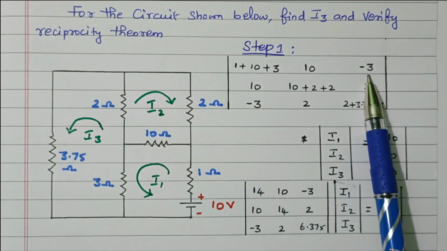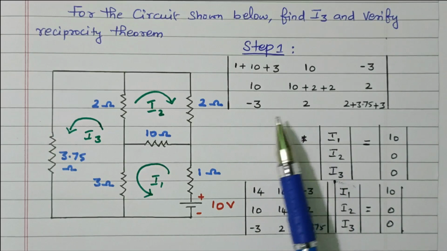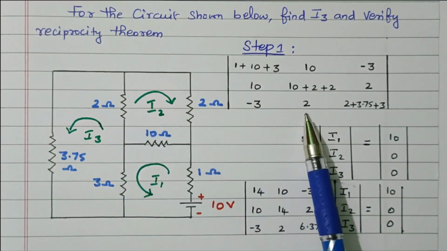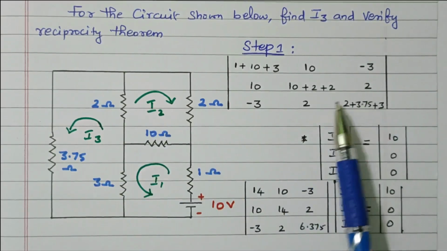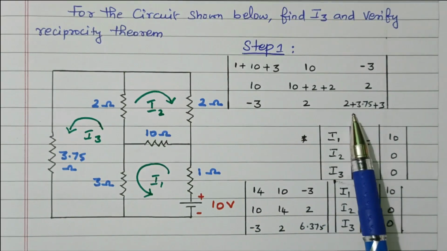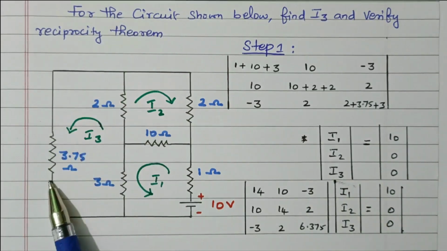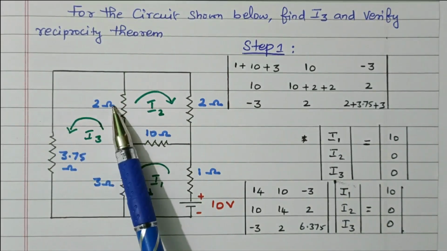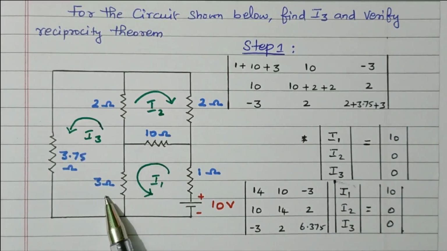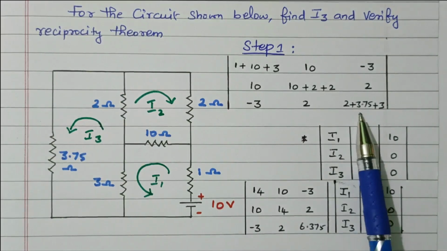So very similar to this. This is R13, this is R31. Then this is R32, third loop and second loop. This is 2 ohm, very similar to this. This is R32, this is R23. And the final one, this is R33, the resistance available in the third loop. This is the third loop. What are the resistors available? 2 ohm, 1.75 ohm and this 3 ohm. So the total resistor available in the third loop is this one, right?